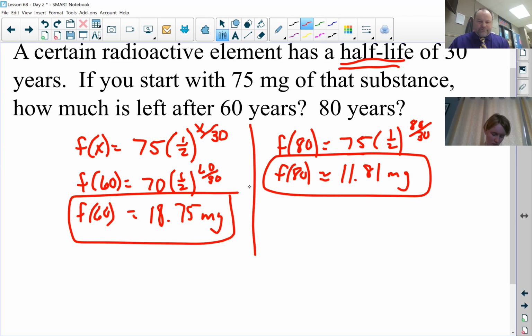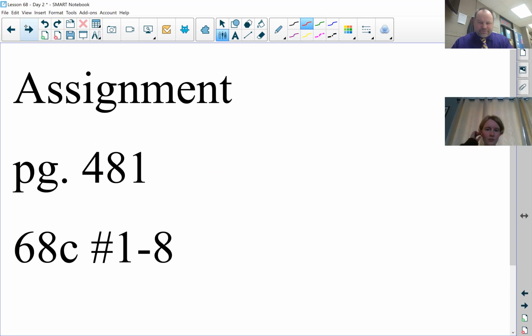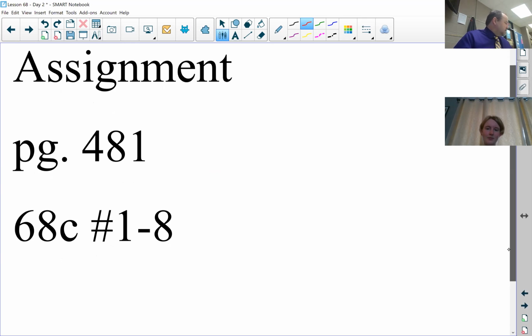All right, now for your favorite part of the day, your homework assignment. I will say number 8, it says, what is the maximum population the world can sustain? And don't worry about that. That's not a necessary question to answer.